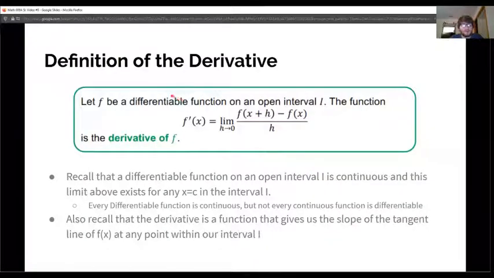So first off, the definition of the derivative. Let f be a differentiable function on an open interval I. The function f prime of x equals the limit as h approaches 0 of f of x plus h minus f of x over h. This is going to be our derivative of f.